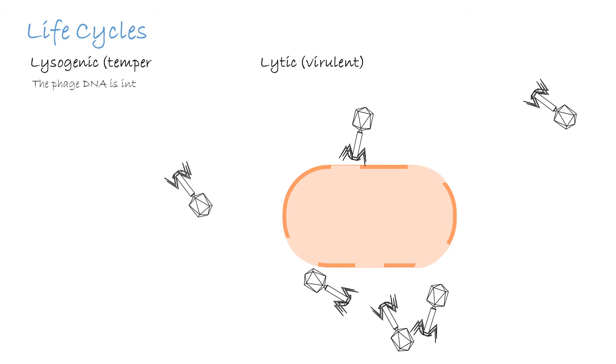In the lysogenic cycle, the phage DNA is integrated into the bacterial genome. This creates what's known as a prophage, which if activated in the future will initiate production of new phages.